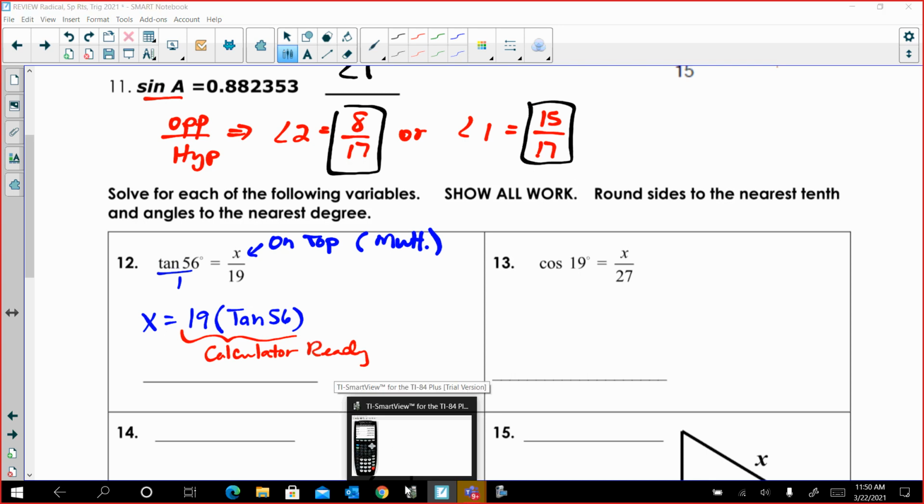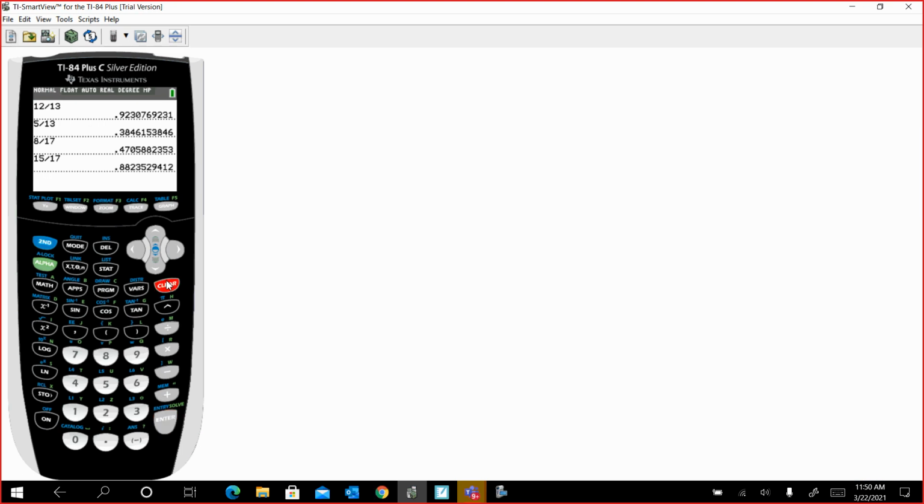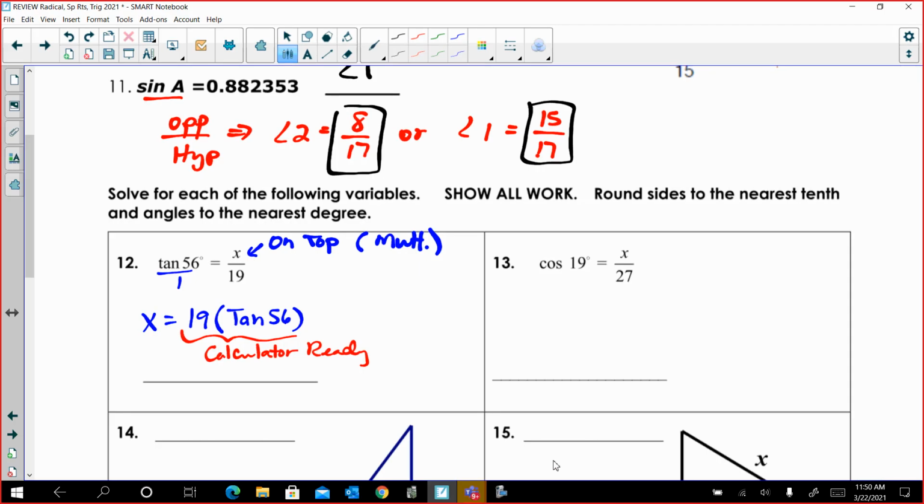So what we're going to do, if you go to your calculator, we're going to do 19 times the tangent of 56 degrees. And they want us to round our sides to the nearest tenth. So that's 1 decimal place, but I have a 6 after that one, so that's going to be 28.2.